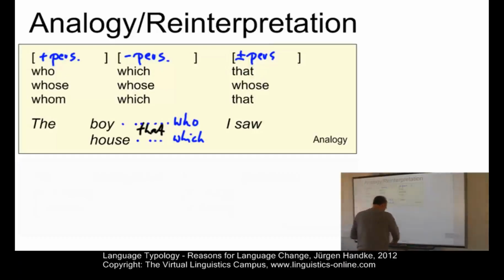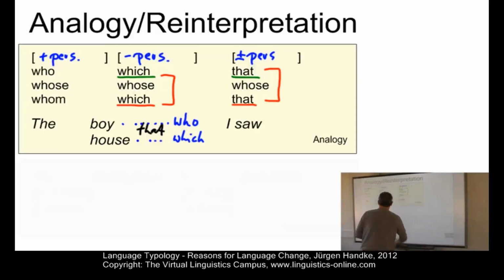Now, what is happening? Well, in the that, whose, that paradigm, we have identity between the two forms that signal the object and the subject position. This would be the object position, and this would be the subject position. So there's no difference. And the same applies to the paradigm of the minus personal environment. Again, we have no difference between the subject position, which, and the object position, which.